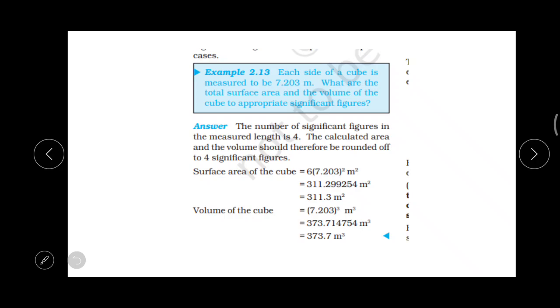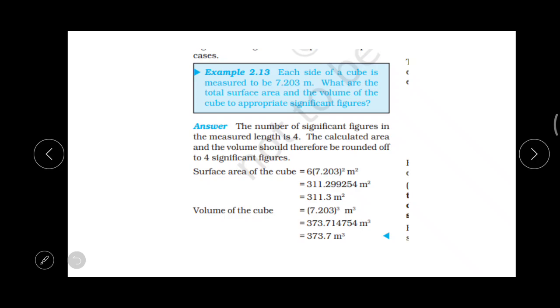The calculated surface area of the cube will be equal to 6L square. So 6 into 7.203 the whole square. The obtained value is 311.299254.